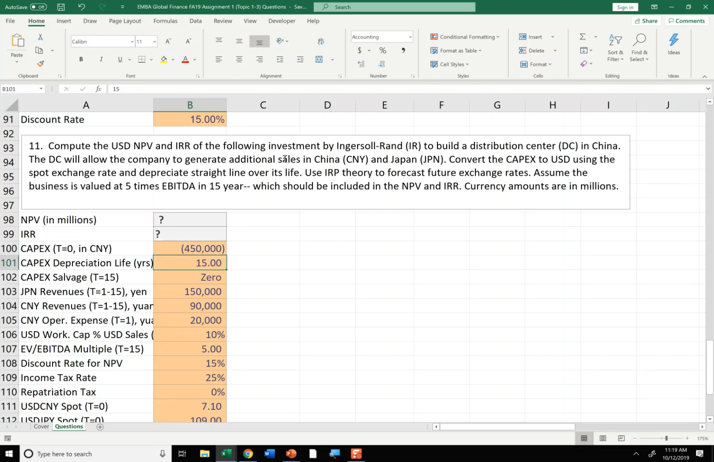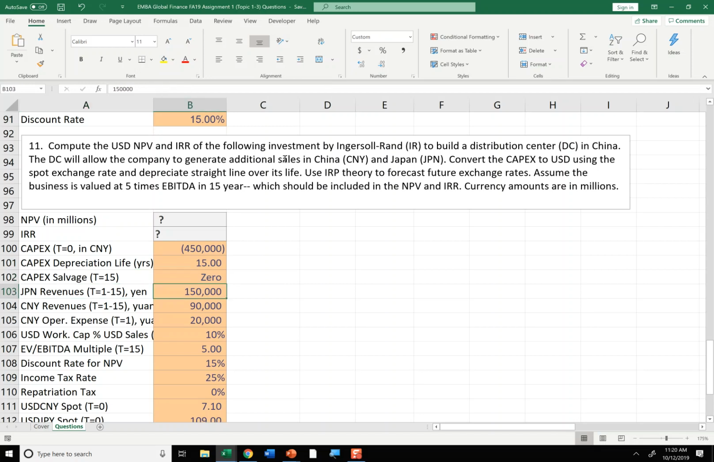That's going to be depreciated over 15 years. Oh my God, it's accounting. All right, so you're going to depreciate that expense over 15 years. So 450,000 divided by 15, that's going to be your annual depreciation. It's going to be worth nothing in 15 years.